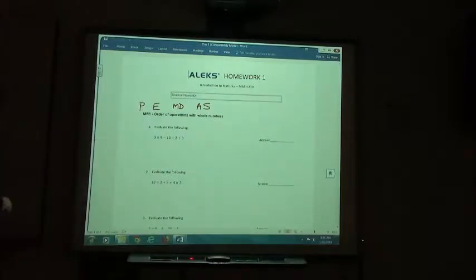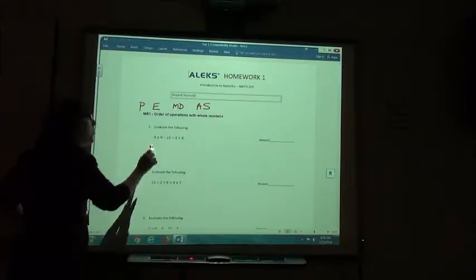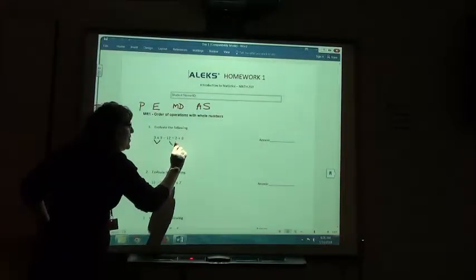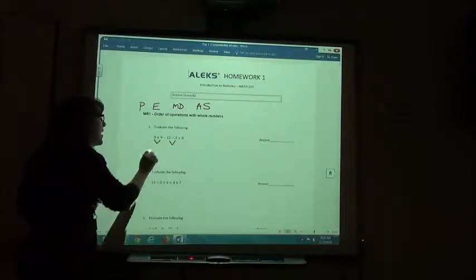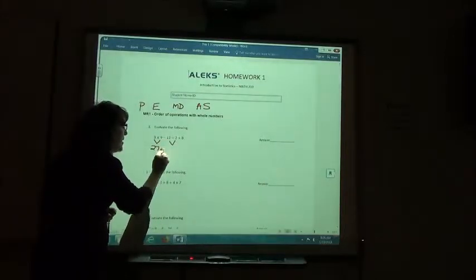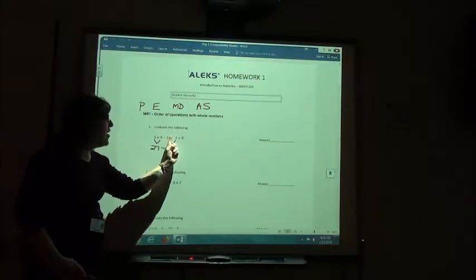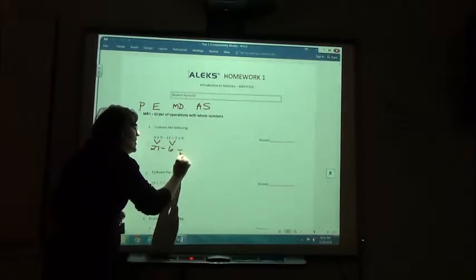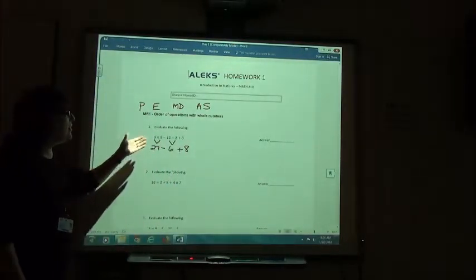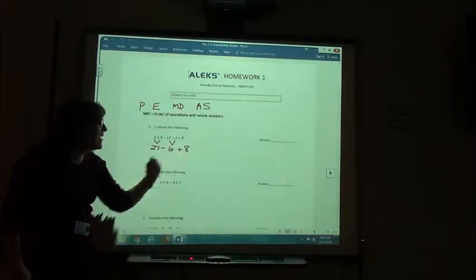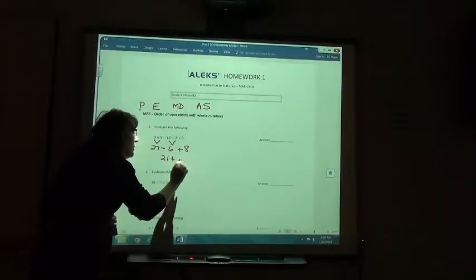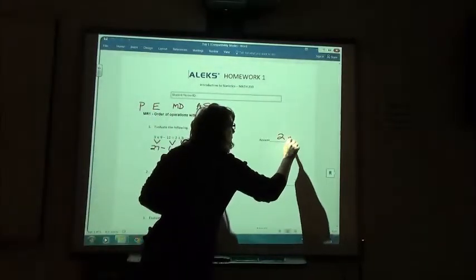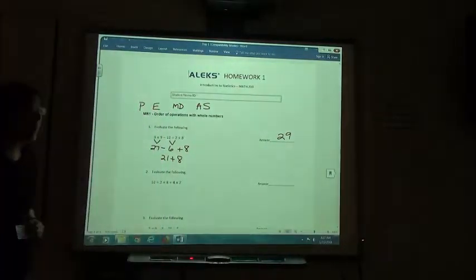But if I'm doing number 1 here following my order of operations, I am going to do the multiplying and the dividing from left to right. So first thing I'm going to do is the 3 times 9, which is 27, minus the 12 divided by 2, which is 6, and then I'm going to add the 8. The adding and the subtracting, again, they say to go from left to right. 27 minus 6 is 21, plus 8 gives me 29 for my answer.